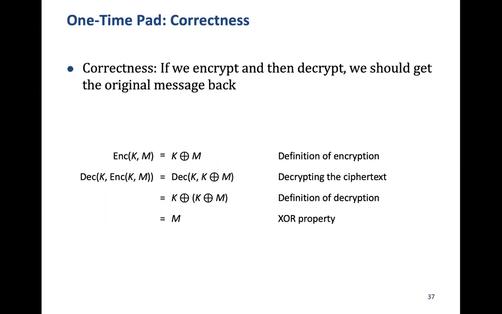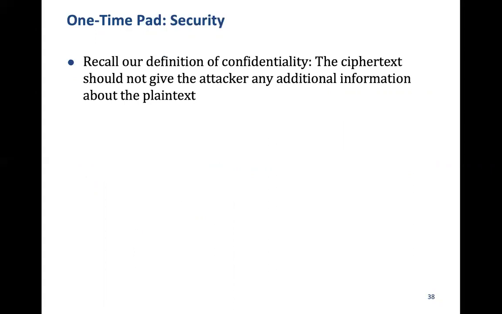So this is correct, because by decryption of this one, we get message M back. Encryption is K exclusive OR M, decryption uses K, and then the message received is K exclusive OR M, and if you just solve this, you'll get M back. So nothing unusual here.